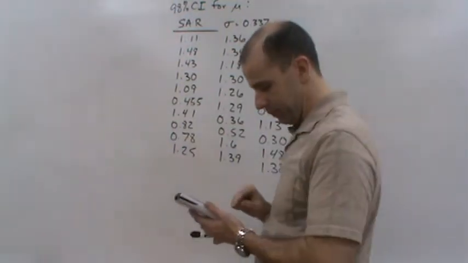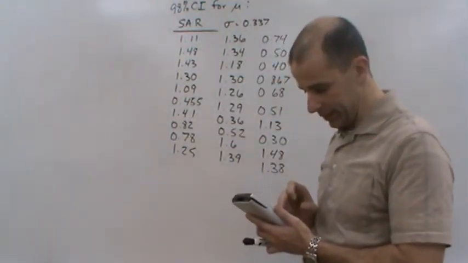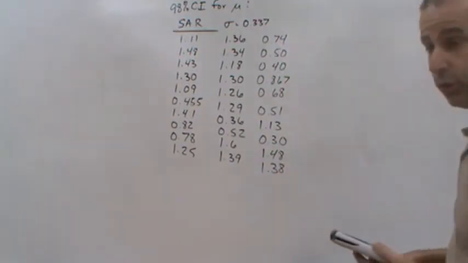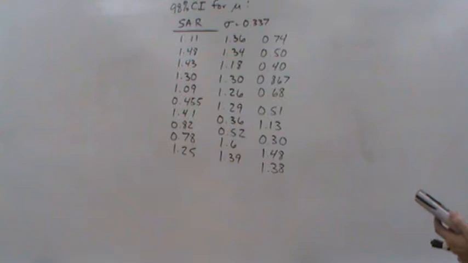So let's do that. I'm going to go to stat edit, and I'm going to pick one of my lists, and I'm going to plug in all of these numbers. So you do the same thing while I'm doing it.